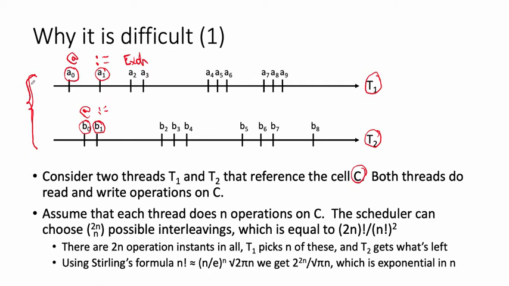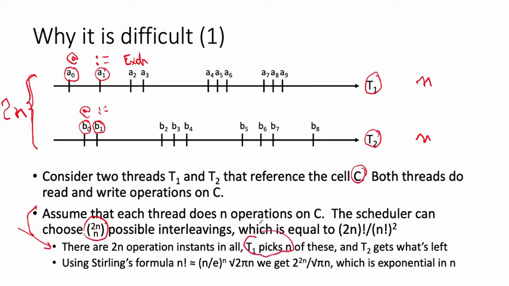Now, how does this work? Assume we have n operations here and n operations there, n in each thread. Each thread does n operations on C. That means there are a total of 2n operations, and the number of possible interleavings is 2n choose n. So this is a combinatoric. This is the number of possible ways of picking n objects out of 2n. So we can prove this because here we have a total of 2n instants in time when operations are done.